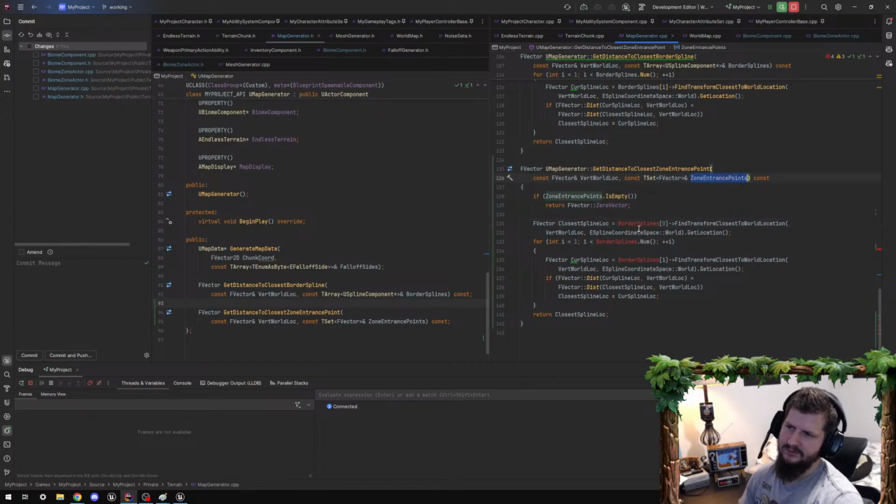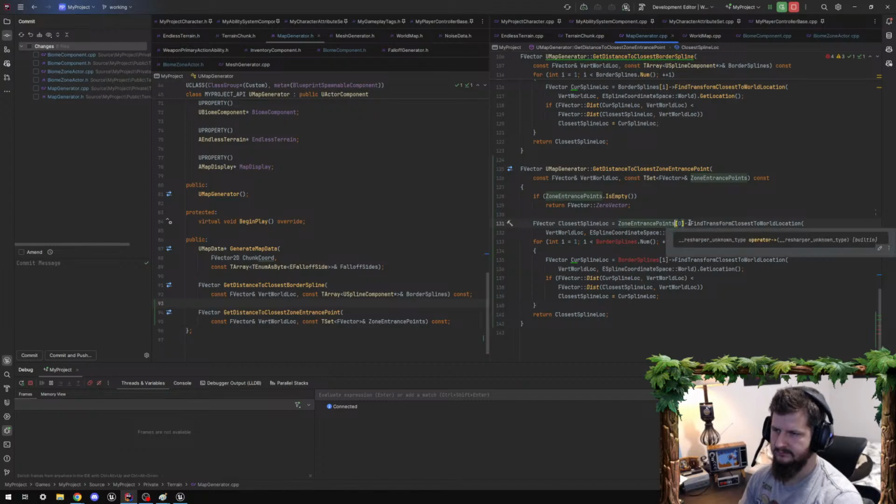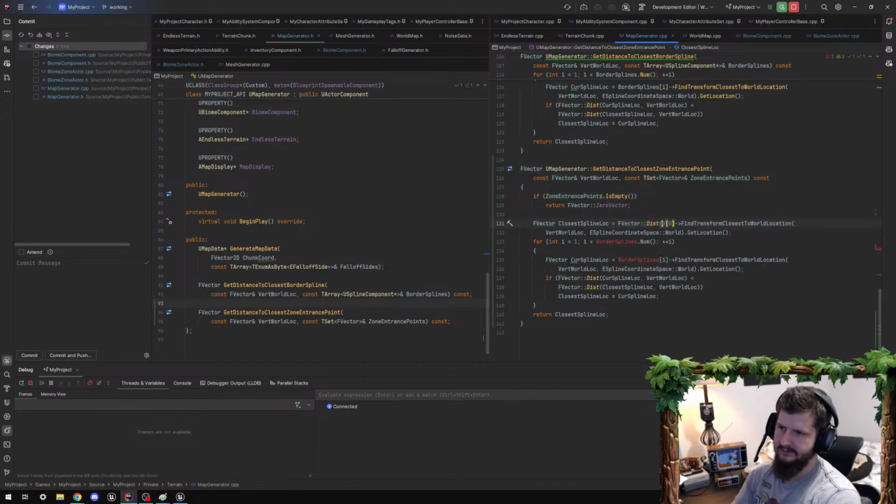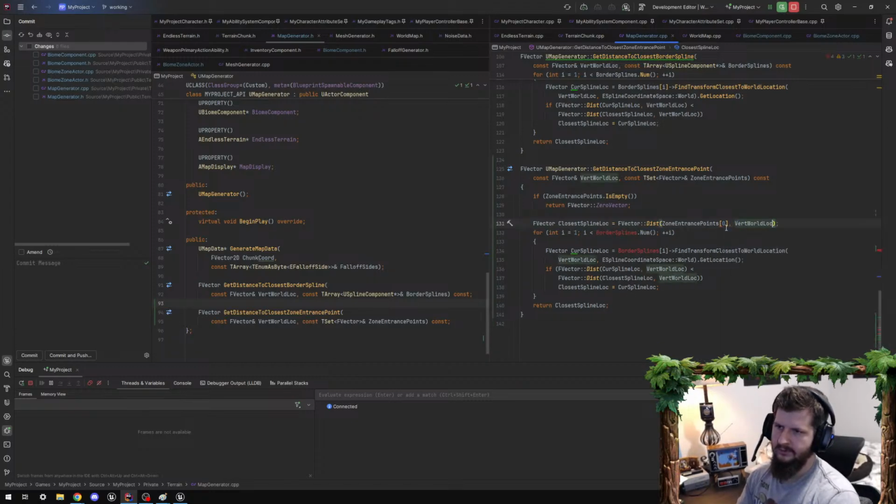Yeah, so I just want to... Yes. So rather than find distance, we're going to be doing an F vector dist between zone entrance points 0 and vert world location. Alright, and this is a set. Oh my god, do I want it to be a set anymore? I think I'm done with it being a set.